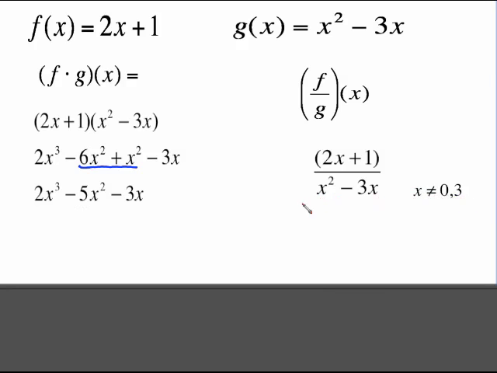And where that comes from is if I took this and factored this out, this is x times x minus 3, set it equal to 0 because we know we're not allowed to have 0 in the denominator, and solve those. That's how we get 0 and 3.